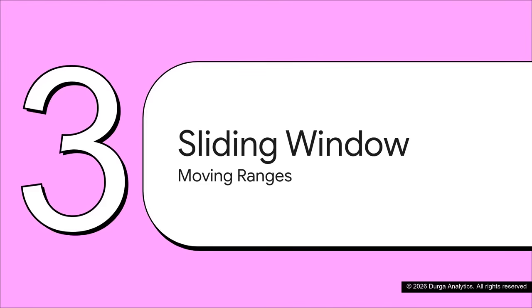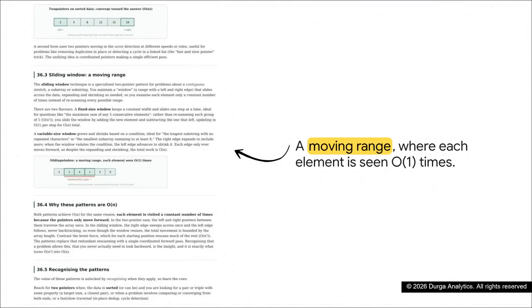All right, moving on to section 3, sliding window, moving ranges. Now we take that logic and adapt it for contiguous stretches of data using our second tool, the sliding window technique. You can think of this as a highly specialized two-pointer pattern. Imagine maintaining an actual window, a range with a left and a right edge that literally sweeps across your array. As it slides to the right, you just add the new element that's entering the window and you subtract the old element that's leaving. By expanding and shrinking like this, you examine each element O(1) times instead of painfully rescanning every possible range.